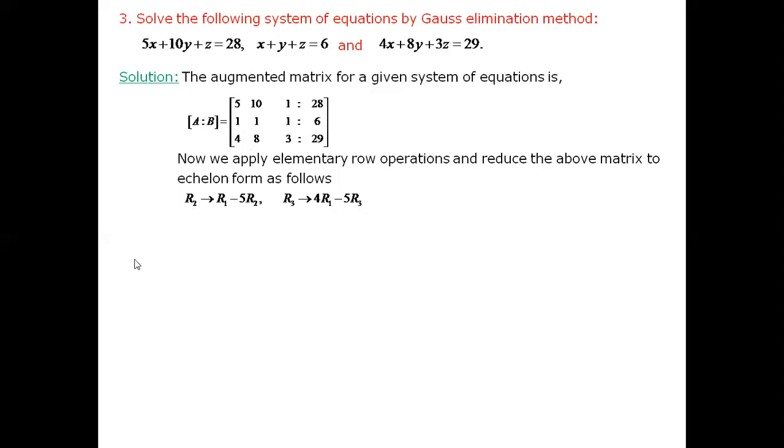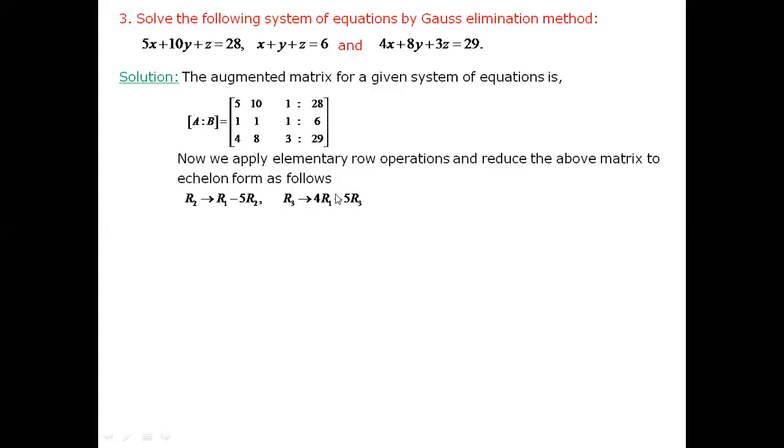And similarly, to make this element 0, I'll cross multiply. I'll multiply this by 4, and this by 5. So 4 into 5 is 20, and here also 5 into 4 is 20. So 20 minus 20 becomes 0. So I can use this transformation: R3 equals 4 times R1 minus 5 times R3. So these are the two operations I can use to make these two elements of the first column 0.